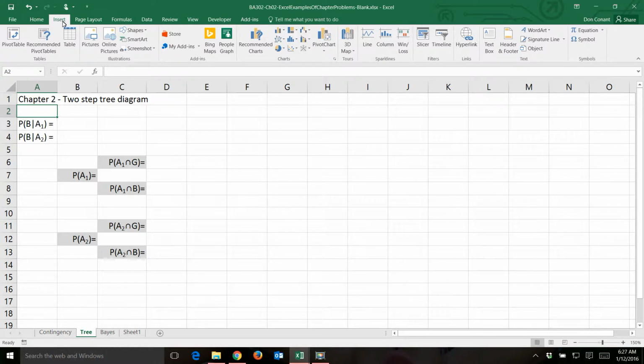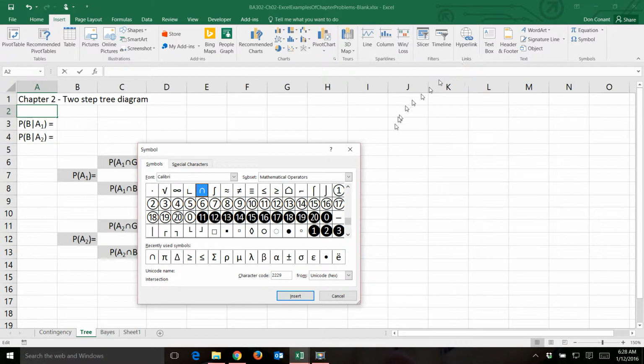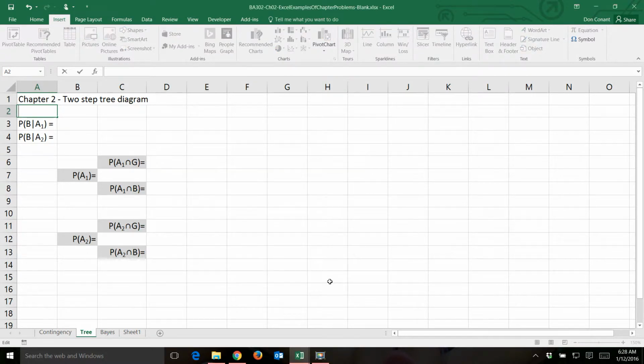at the top of the screen, going to Insert Symbol. Then in the mathematical operators, you may need to select that. You'll find the intersection symbol. You can click on that and select Insert, and it will paste it where your cursor is. Go ahead and pause the video now and set up your worksheet.